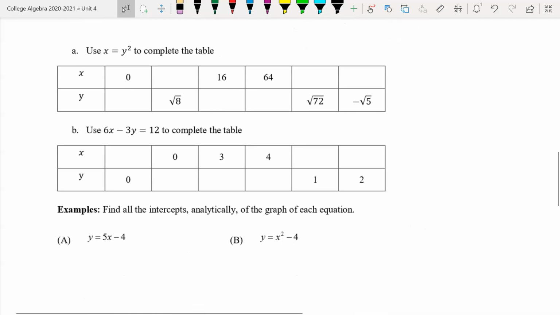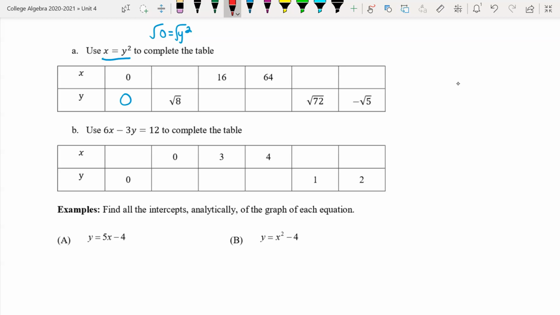So now, this is what I would say is one of the harder questions on the Hawks. They're going to give you an equation, and they're going to give you a table, and they're going to say, hey, complete it. Well, this is saying x is 0, so I'm going to take the equation, plug in 0, and solve it. So 0 equals y squared, so I replace the x with the 0. I would square root it, you're going to get 0.